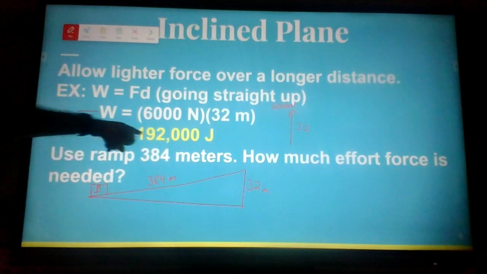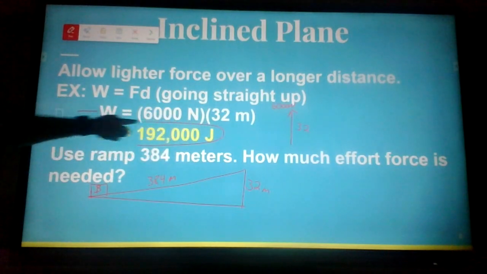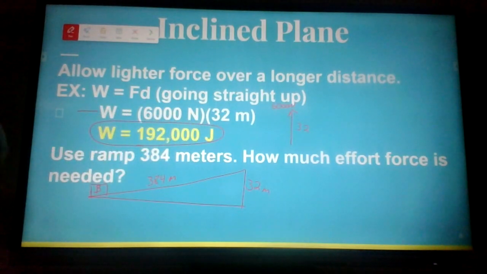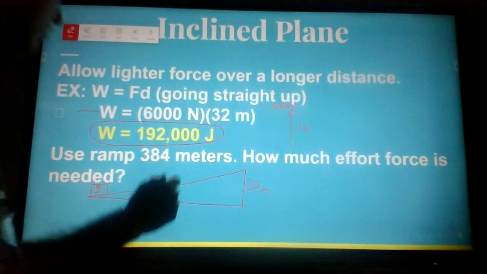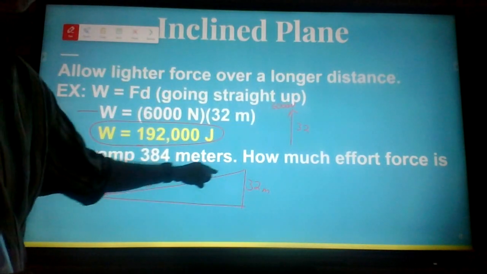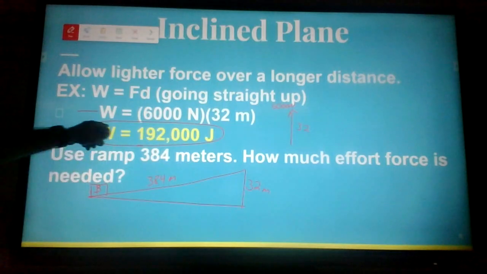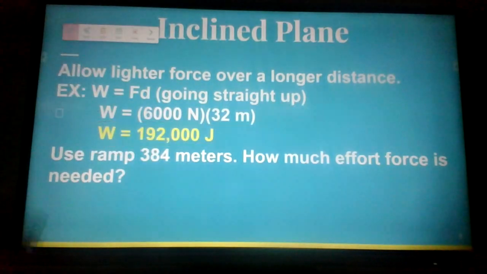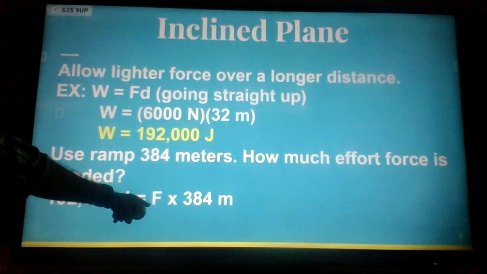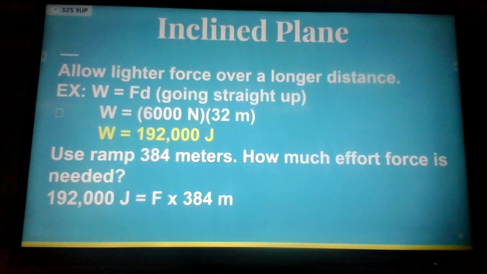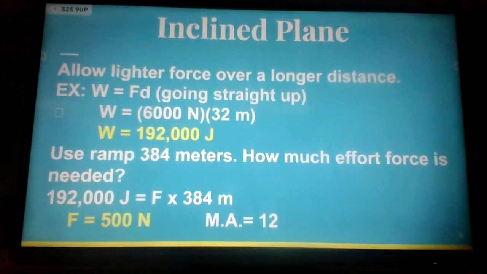Let's do the math. We have 192,000 joules of work, and remember, conservation means no matter which method we use, if we used pulleys to go straight up, or we used the ramp on wheels on a cart to go up that ramp, we're going to do 192,000 joules of work. So there, the same amount of work. This time we're calculating the force of effort. Just divide here. We get 500 newtons.